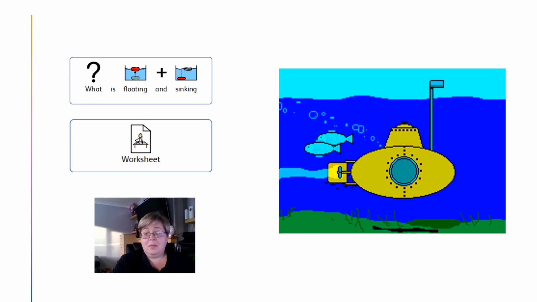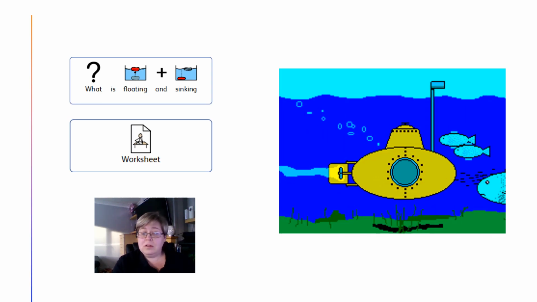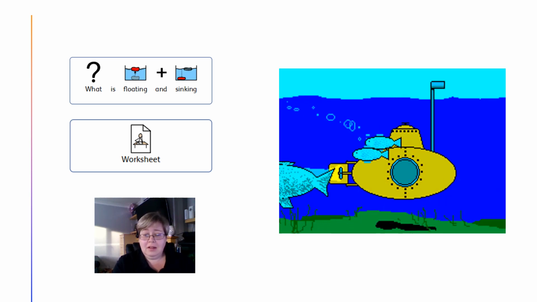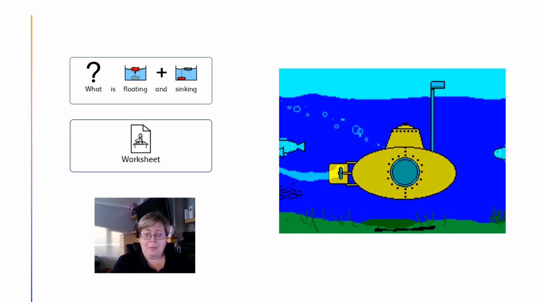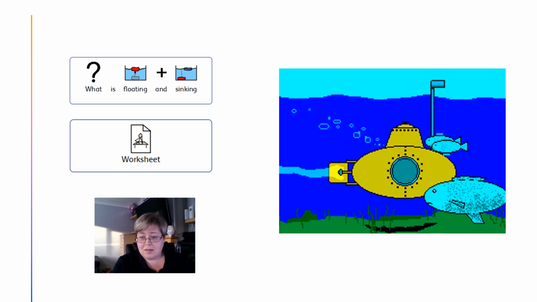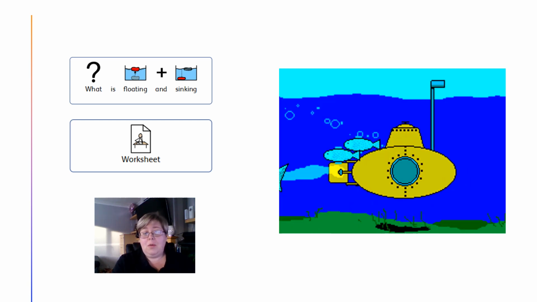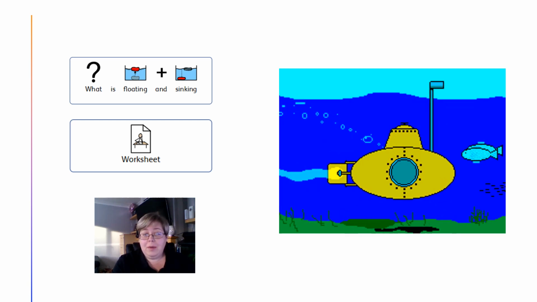Okay, so for this session we're going to look at what is floating and sinking again. Just try and remember, if we can remember, what floats and what sinks. And then I have a worksheet activity for you to have a go at.